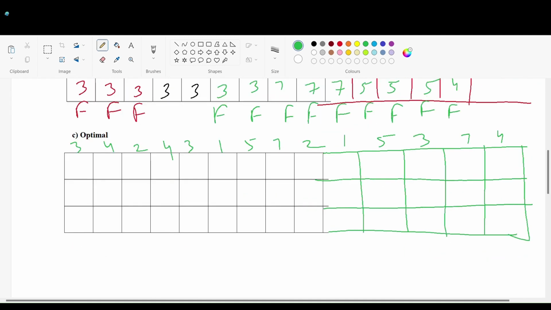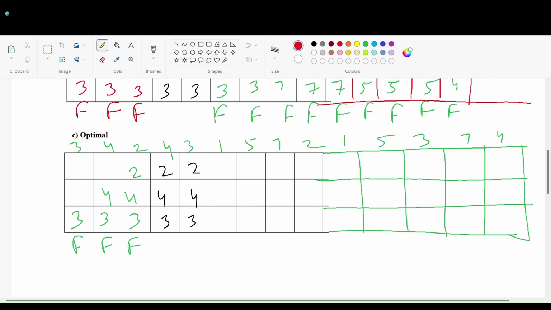Now 3 entered, so this is a page fault. Then 4, this is also a page fault. Then 2, this is also a page fault. Now 4, yes. The optimal page replacement algorithm says you have to replace the page that will not be used in the future, that will not be used for the longest period of time. Okay, so 4 is there, so 2, 4 and 3, this is a page hit.